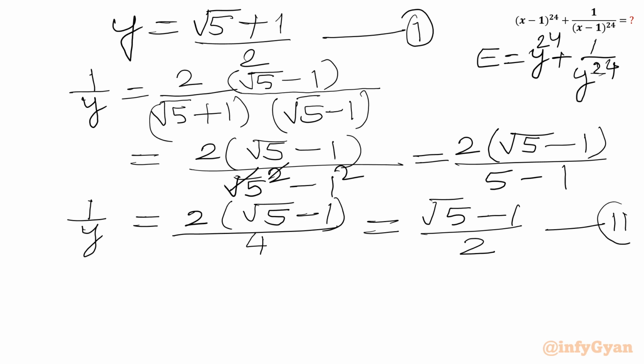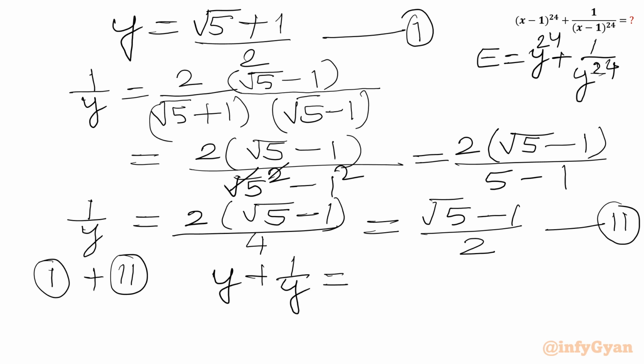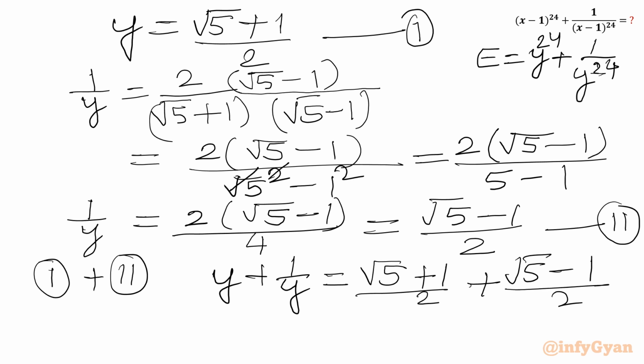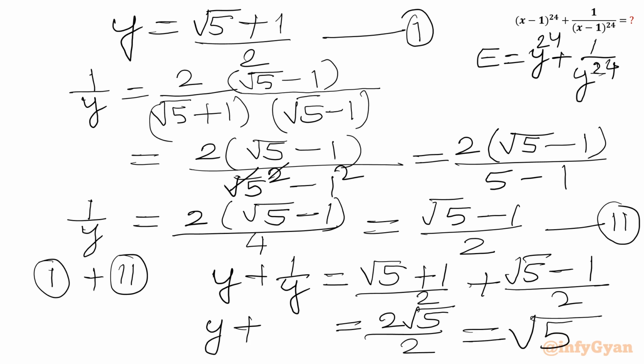Let us say this is our equation 1. This is our equation 2. Now I will add both the equations 1 and 2. So I can write y plus 1 over y will be equal to (square root 5 plus 1) over 2 plus (square root 5 minus 1) over 2. Denominator is same. We will cancel plus 1 and minus 1. So 2 root 5 over 2, or we can write root 5. So y plus 1 over y is root 5.